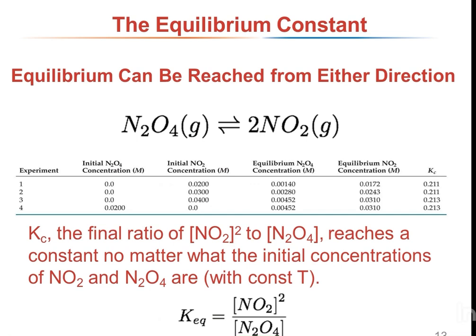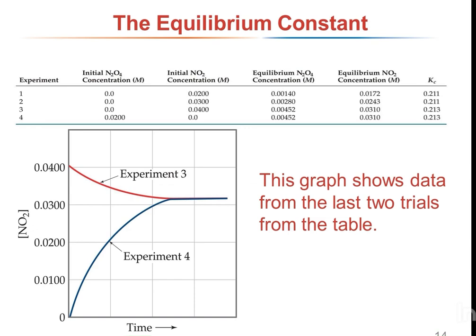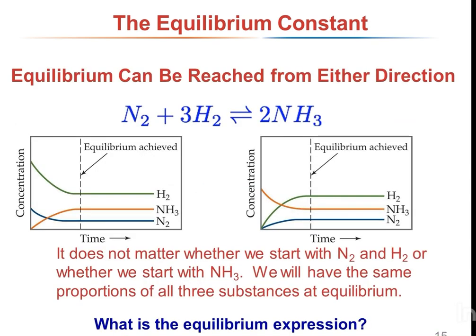The final ratio of each reactant and product reaches a constant, no matter what the initial concentrations of the products and reactants are. After a while, you will get a constant ratio. Let me give you an example. Maybe you ask me. Here we have nitrogen plus hydrogen to give ammonia, as we had before. It's the Haber process.